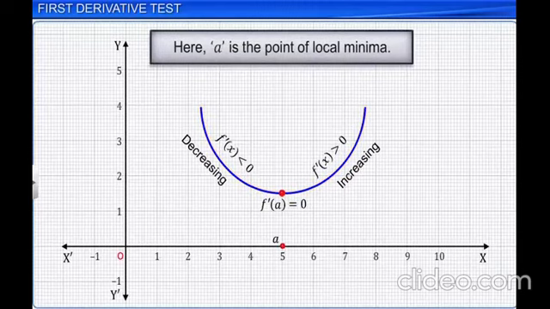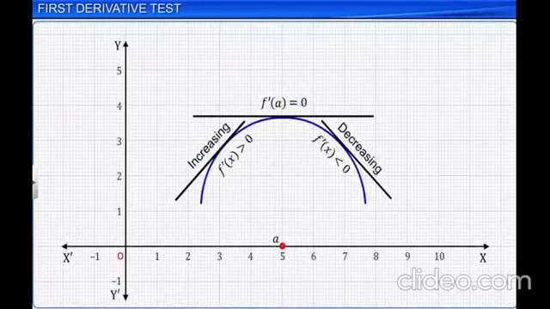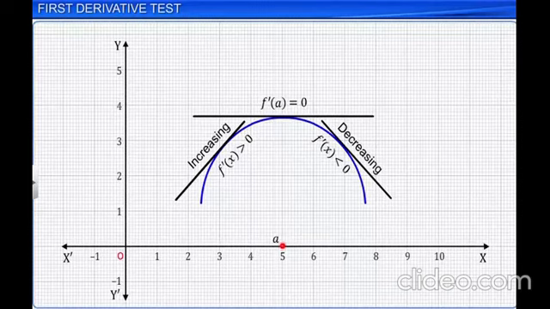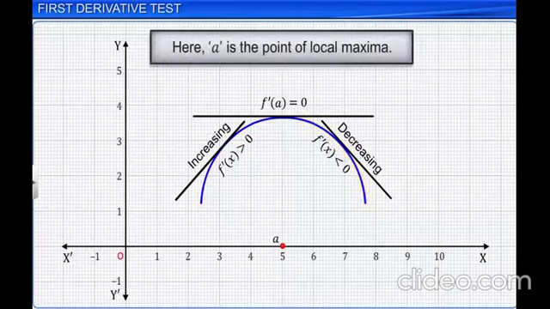Now, let us look at another figure. This is the figure of a continuous function f defined on an open interval I. Let A be a critical point in open interval I. As per the figure, the derivative of f changes its sign from positive to negative when x increases through A. That is, the derivative of f is positive at every point sufficiently close to and to the left of A. Similarly, the derivative of f is negative at every point sufficiently close to and to the right of A. In such situations, point A is known as the point of local maxima.